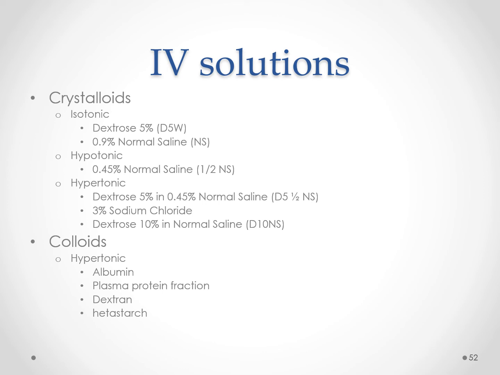IV solutions. So this is where we're going to put it all together. Your crystalloids are your isotonic, hypotonic, and hypertonic solutions. Isotonic is dextrose 5, D5W, and 0.9 normal saline, which is sodium chloride. Hypotonic, so low, hypo, is 0.45 normal saline. That's half normal saline, right? So that would be a hypotonic solution, so more water than sodium.